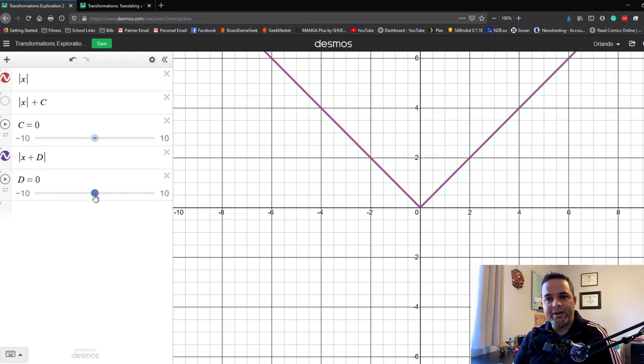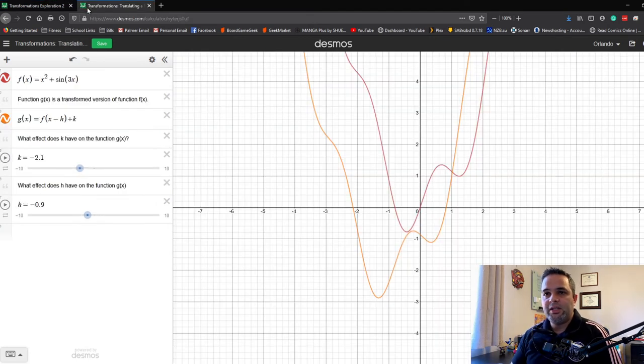So it doesn't matter what the parent function is. All that matters is the transformation. The transformation is going to cause the graph, regardless of how it's shaped, regardless of what function we're looking at, to either move up, down, left, or right. To further illustrate that, and I kind of let the cat out of the bag a moment ago, let's look at this. So here's this red function.